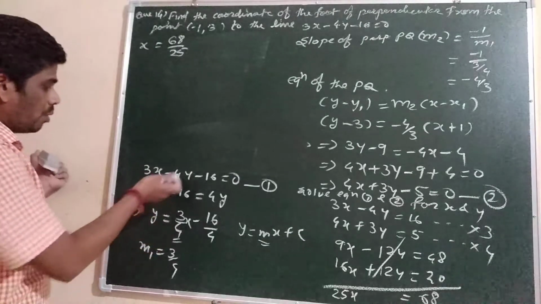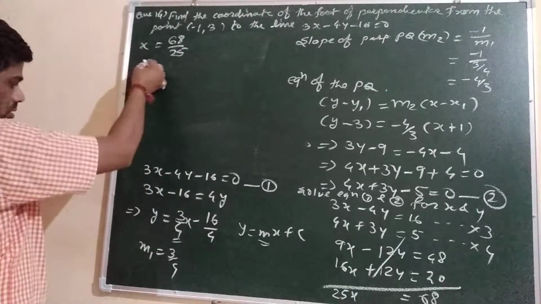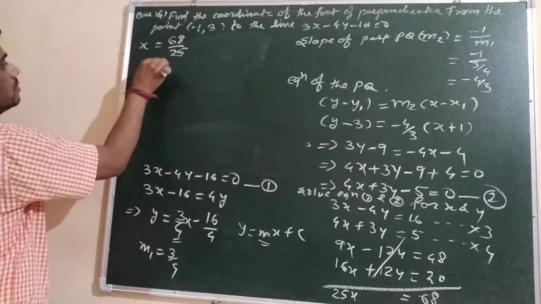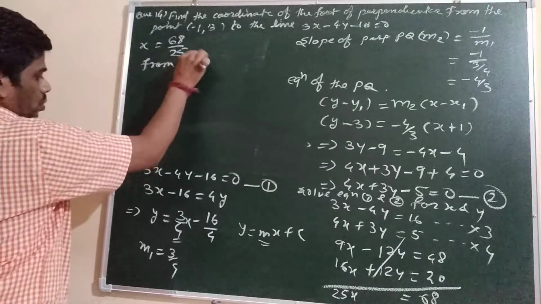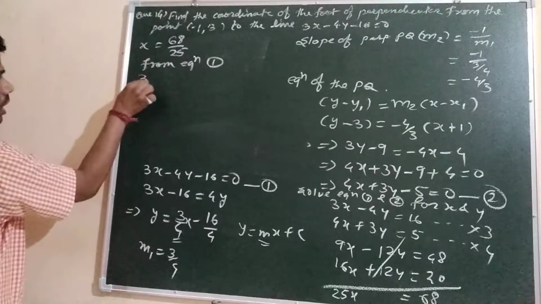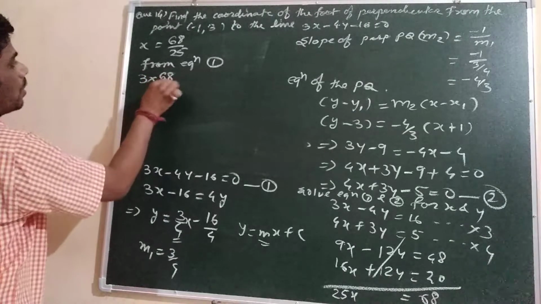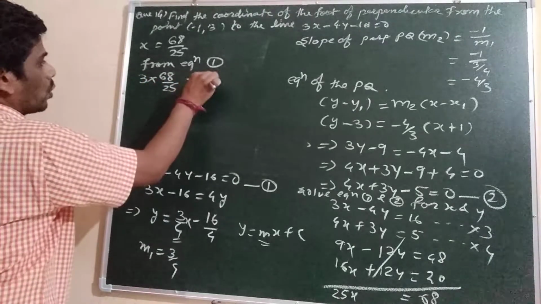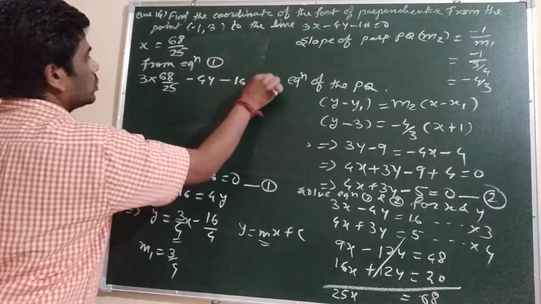That x you can substitute in any of the equations. Equation 1 only we will use, so we can find y. So from equation 1, 3 into 68 upon 25 minus 4y minus 16 equal to 0.